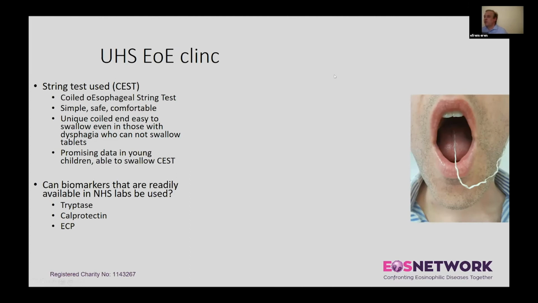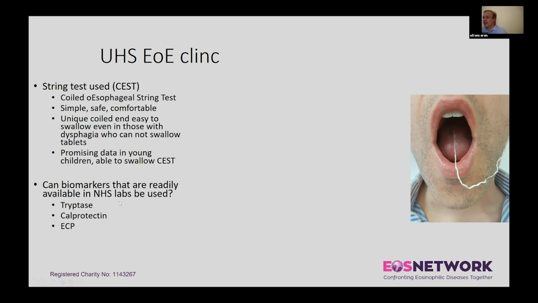So we modified the string, and we modified the way it was processed and tested it on things that most NHS labs could do. The theory was, we'll revisit ECP, but just change the way the string's processed. We looked at calprotectin because there's a little bit in granulocytes in the esophagus, so we thought that may work. And we looked at tryptase because there are mast cells in the esophagus, and mast cells do release a lot of tryptase, and we use that in the allergy clinic for anaphylaxis and other things. And these are all readily available tests.